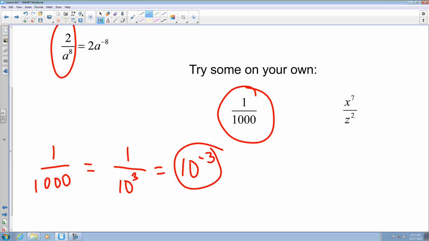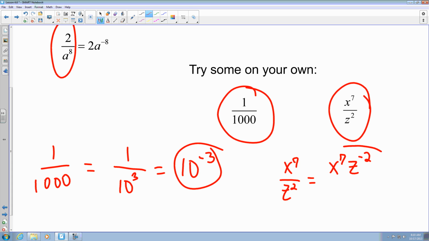Same thing goes for this example. I have x to the 7th and z over z to the 2nd. My x to the 7th is already positive, so I can leave it as is, and it's going to be multiplied by z, but it's going to be to the negative 2 power. So I removed my fraction bar for those particular problems.